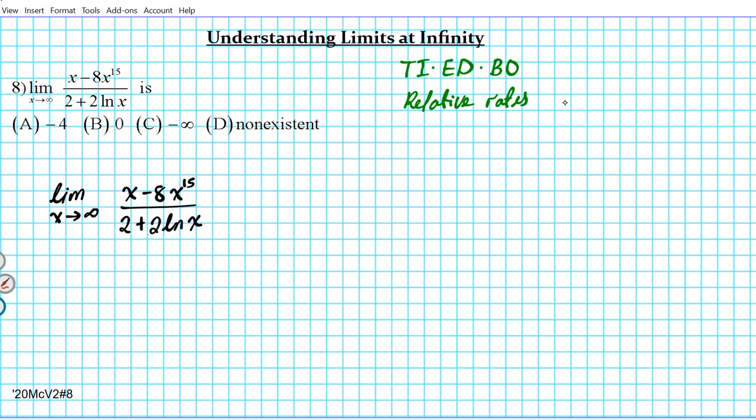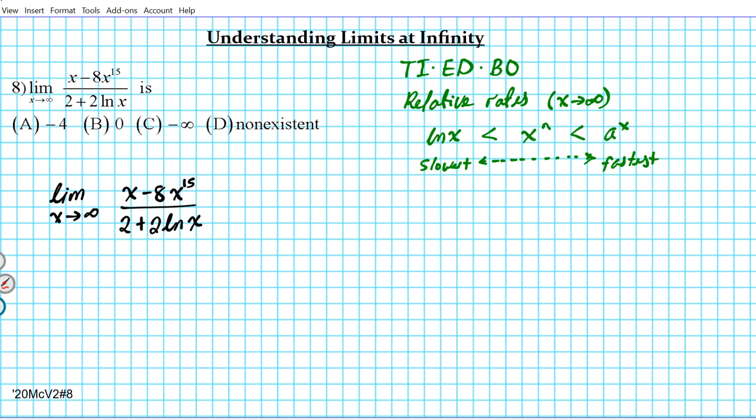Relative rates as x tends to infinity, we have the following growth rates. From the slowest to the fastest, ln x is the slowest, followed by the polynomial function x to the n, and your exponential function is the fastest growing function. If you have a fast function divided by a slow function, it's going to be top heavy. If you have a slow function divided by a fast function, it's going to be bottom heavy.